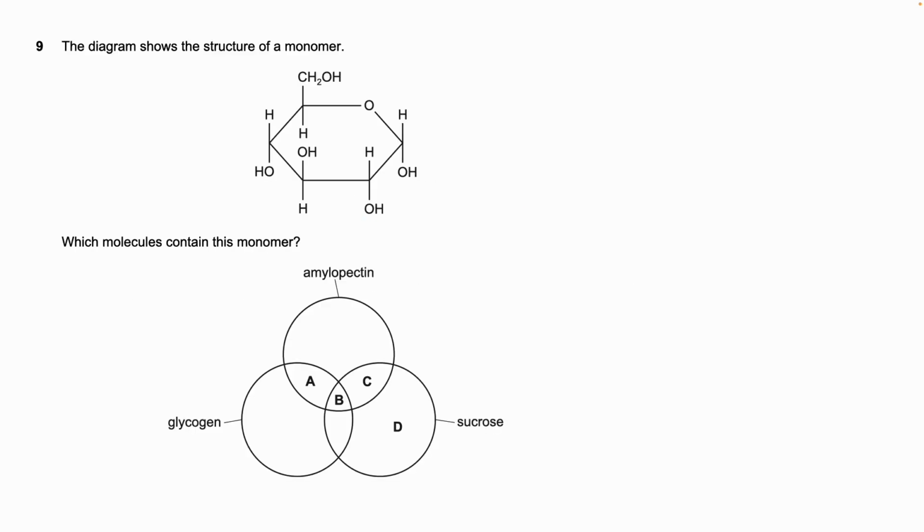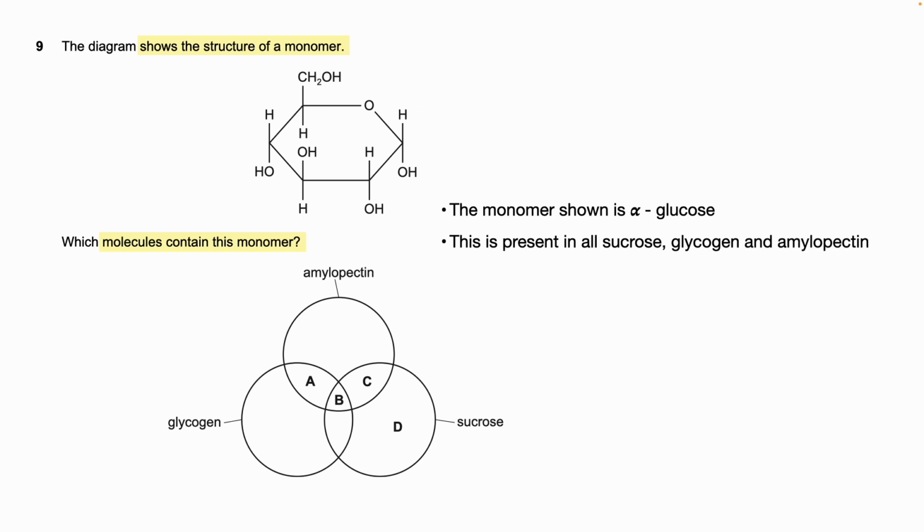Question 9. The diagram shows the structure of a monomer. Which molecules contain this monomer? First we need to identify the monomer given. The given monomer is alpha glucose, and the given options are glucose, sucrose and amylopectin. So this is present in sucrose, glycogen and amylopectin. So the answer is B.